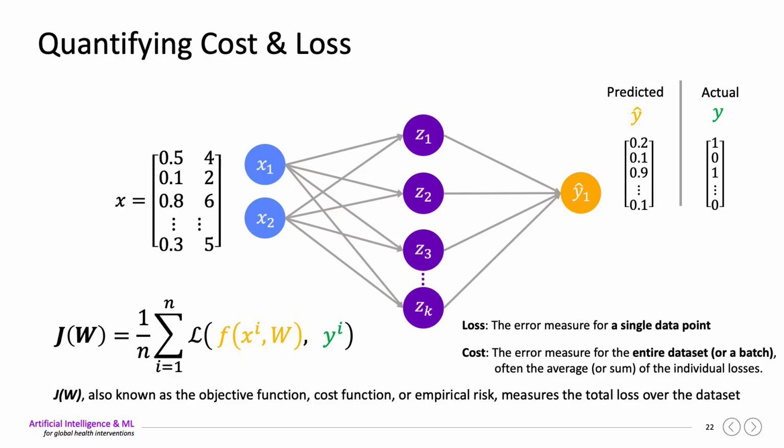One is the so-called loss, which is the error measure for a single data point. The other is the term cost, which refers to the error measure for the entire dataset, or a batch. Often the average, or sum, of the individual losses. Thus, the cost function aggregates losses across the dataset. Think of it as the network's report card, summarizing its performance over all training examples.